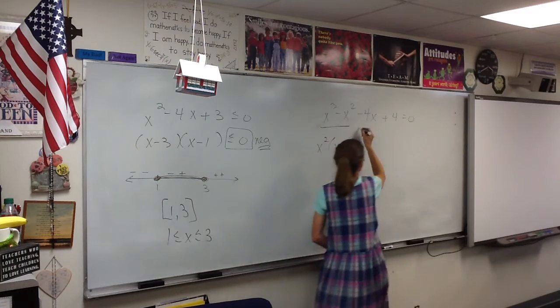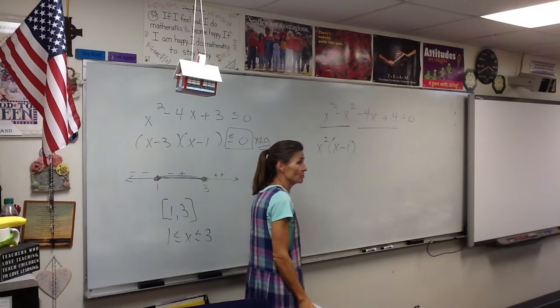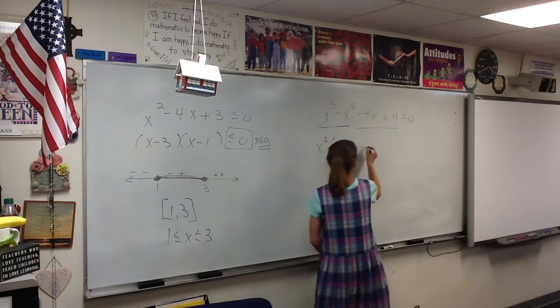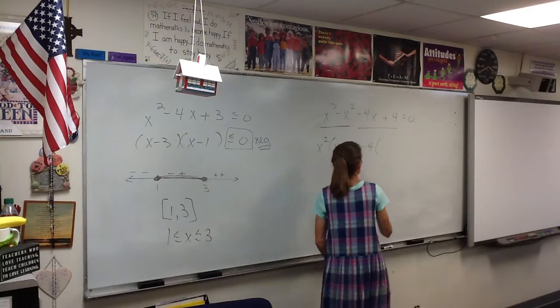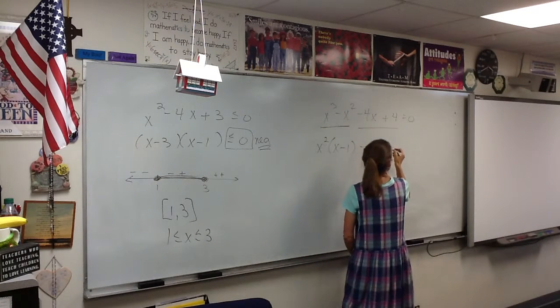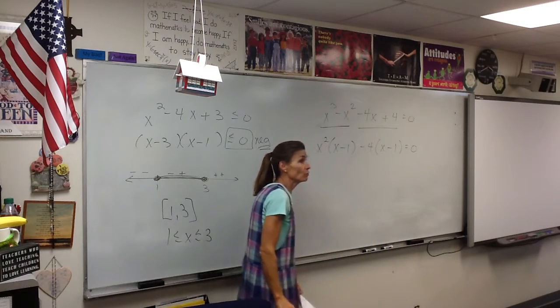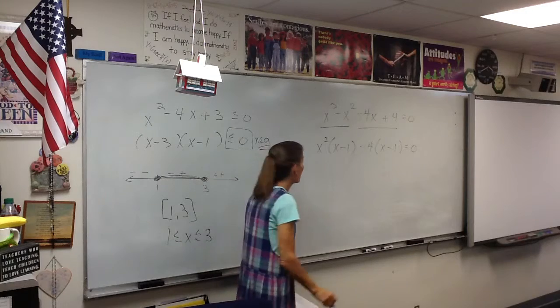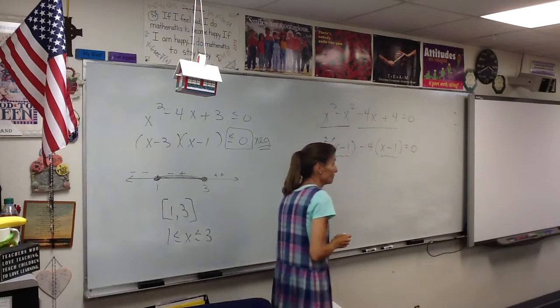All right, now let's look at the last two terms. Is there anything we can take out of the last two? I think I pulled a -4 out. What will be left if I take out a -4? X minus 1. Now, if you're going to factor by grouping, then these two parentheses have to match.